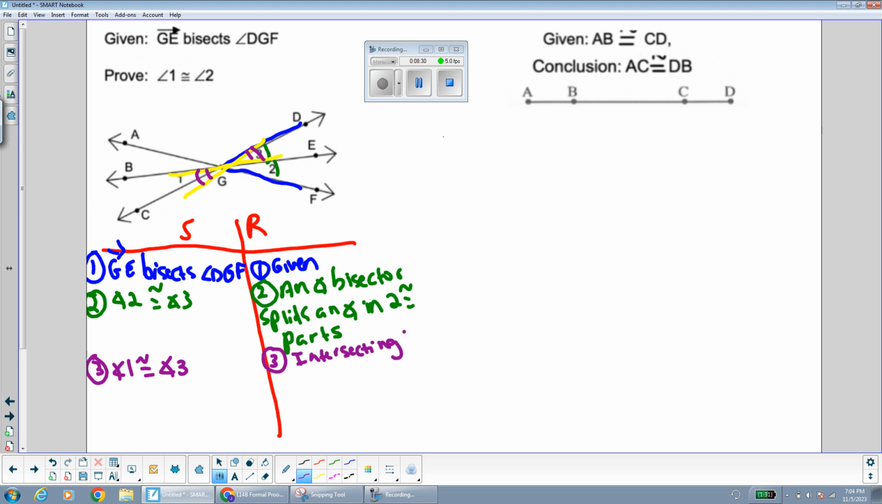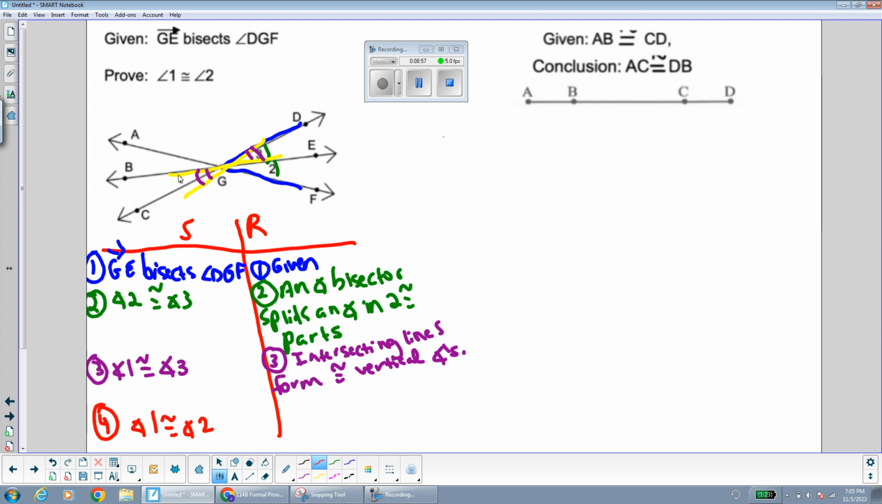Intersecting lines form congruent vertical angles. And now that I know the relationship between angle 2 and angle 3, and angle 1 and angle 3, I'm now all ready to make the statement that I need to make about angle 1 and angle 2.